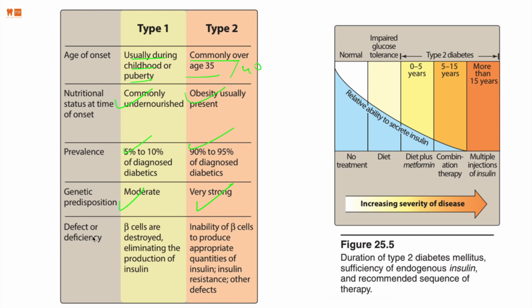And defects or deficiency. In type 1, beta cells are destroyed, eliminating the production of insulin. In type 2, there is an inability of beta cells to produce enough insulin because insulin resistance and other defects are already present in the target tissues. Okay, awesome, guys.